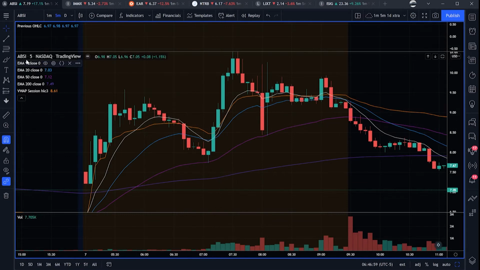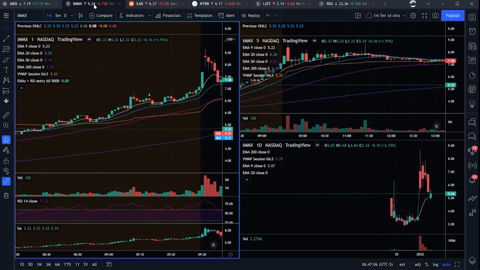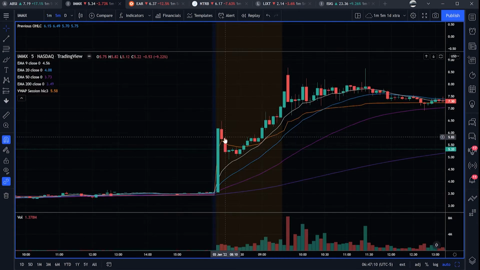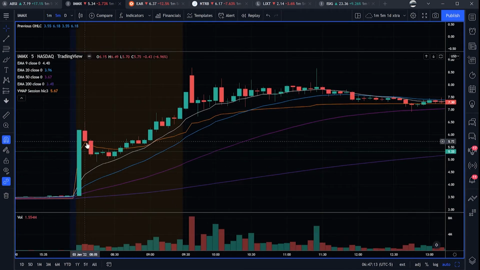We can see this on ABSI from a few days ago. Then also IMMX shows a similar setup here. As you can see, it goes below, it makes the first push, goes below, then it tests VWAP here, but doesn't break, which is important. You don't need to get in when it breaks. You have to hold and wait for this low risk setup. Then you can also take a quick stab when you want, but that's a completely different situation.